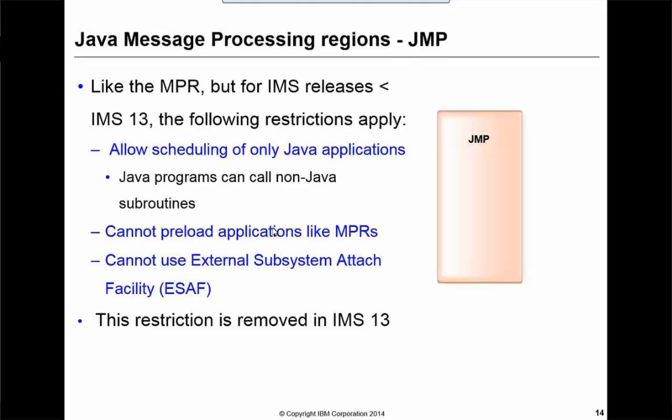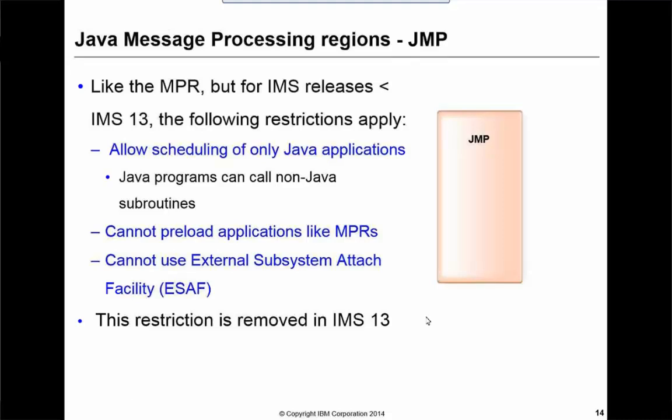Now, if you're running any IMS system before IMS 13, there are some restrictions. JMPs only allow scheduling of Java applications. You cannot preload applications, and you cannot use ESAF to talk to DB2. This restriction of not using ESAF to talk to DB2 was removed in IMS version 13. So basically, that's all JMPs are. These are environments.